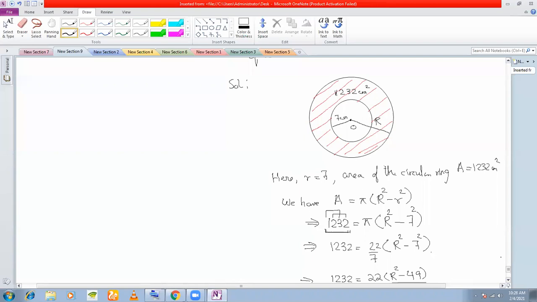Very very important concept. This will haunt you throughout your class 9 and class 10. Okay, so area of a circular ring you must remember very very well. Although it is not given in the book, you have to remember area of a circular ring, because it will come to you in class 9 also, it will come to you in class 10 also.